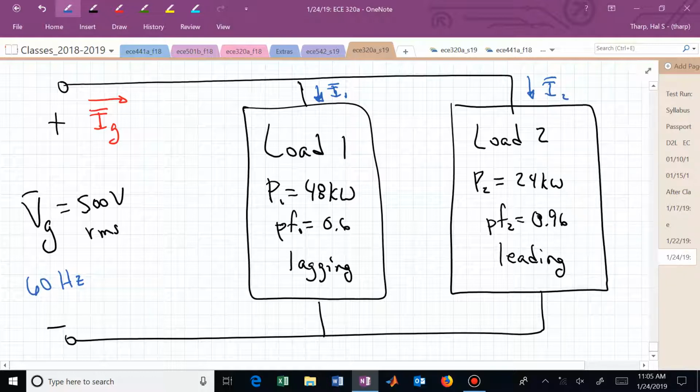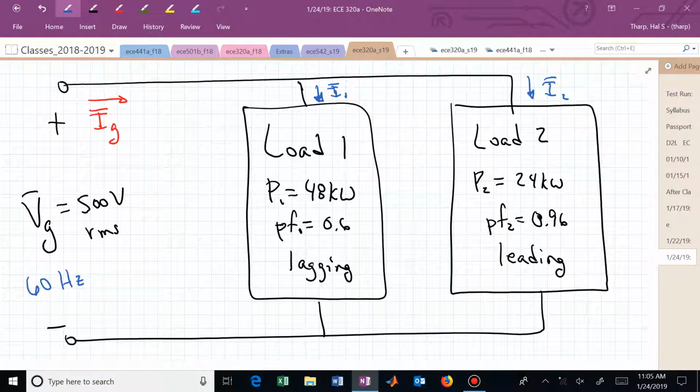What we want to do now is, in fact, reduce our bill or make the power company's job easier. And the way that we will do that, I think you can see that net, and we'll work through this, but net, this looks like a more inductive load than capacitive, because we have a real power of 48 and we have a leading power and a real power of 24.